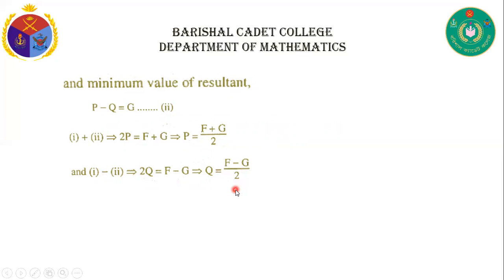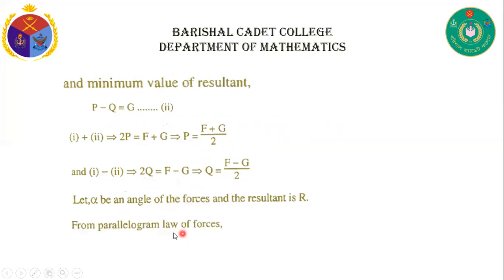so Q equal to F minus Z divided by 2. And let alpha be the angle between the forces and the resultant is R. From the parallelogram law of forces, we say that R square equal to P square plus Q square plus 2PQ cos alpha. And we just put the values of P and Q here.